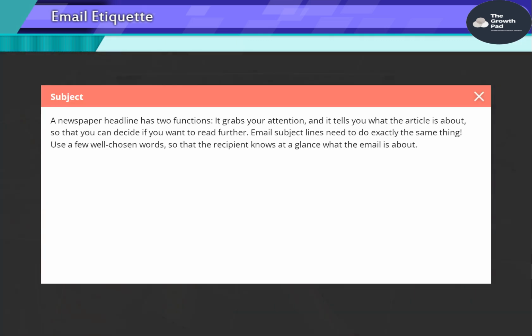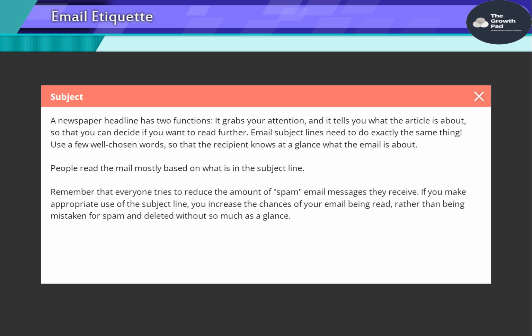A newspaper headline has two functions. It grabs your attention, and it tells you what the article is about, so that you can decide if you want to read further. Email subject lines need to do exactly the same thing. Use a few well-chosen words, so that the recipient knows at a glance what the email is about. People read the mail mostly based on what is in the subject line.